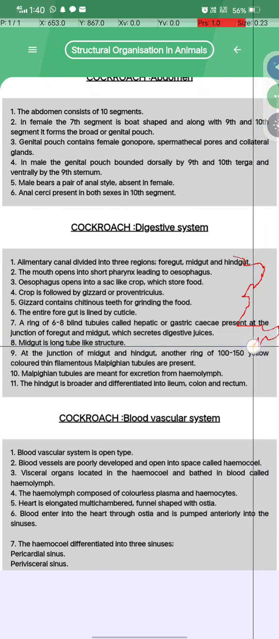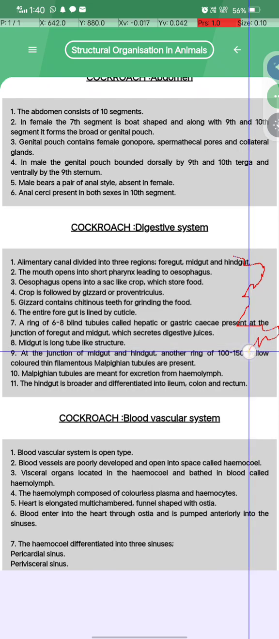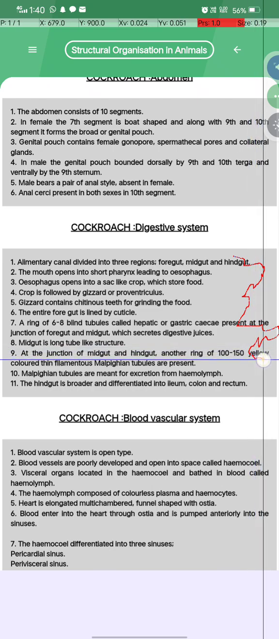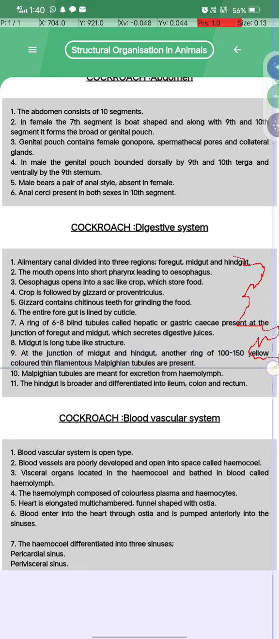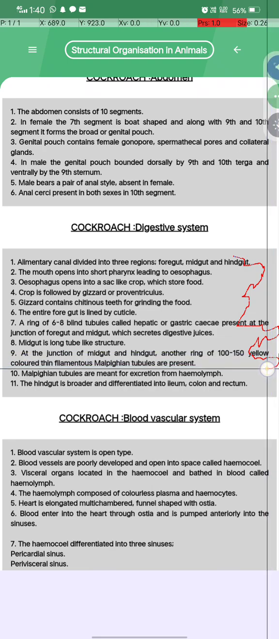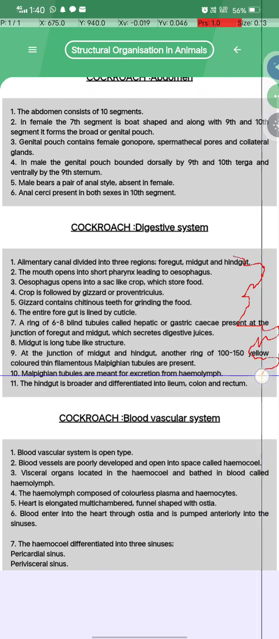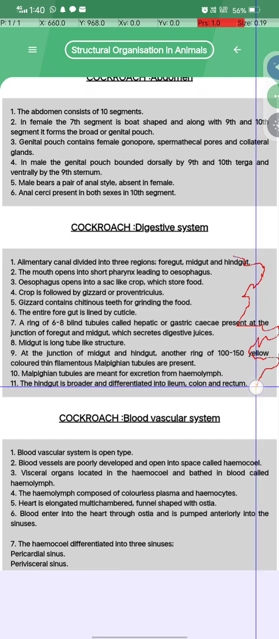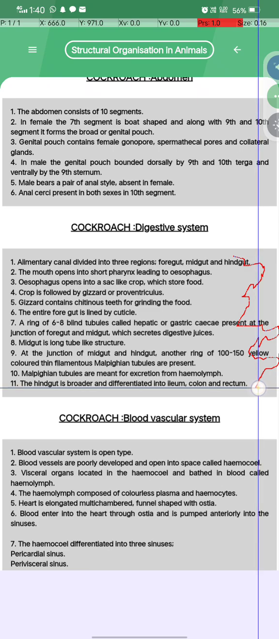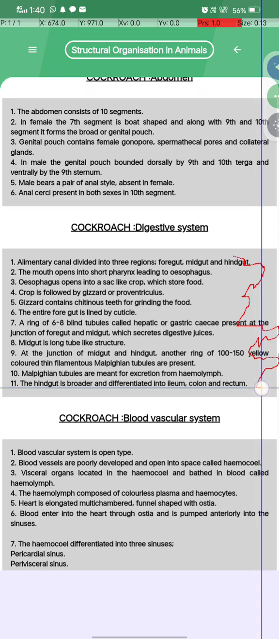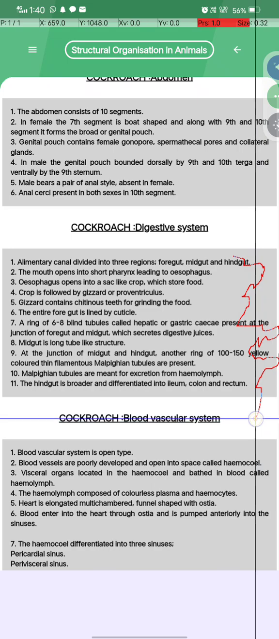Juices, sorry. Midgut is a long tube-like structure, and at the junction of midgut and hindgut, another ring of 100 to 150 yellow-colored, thin, filamentous Malpighian tubules is present. Malpighian tubules are meant for the excretion from the hemolymph. The hindgut is broader and differentiated into the ileum, colon and rectum.